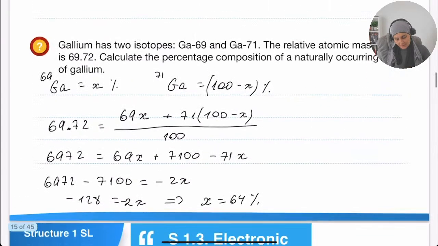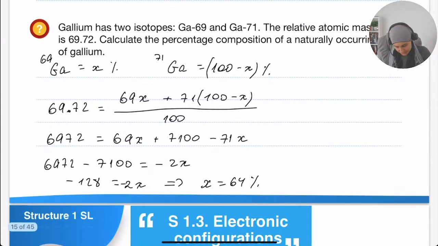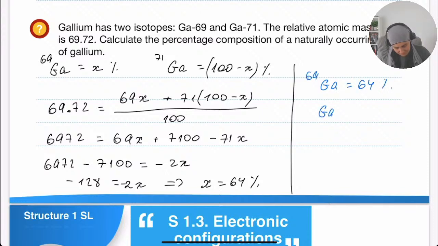So our gallium, what did we put as X? We put gallium-69 as X. So our answer is gallium-69 is 64%, and then gallium-71 is 100 minus 64, so that's 36%. And that makes sense, right? Because you see here it's easy to check. Your relative atomic mass is 69.72, which means that you should have a greater abundance of the 69 isotope, right? Because your relative atomic mass is closer to 69 than to 71.